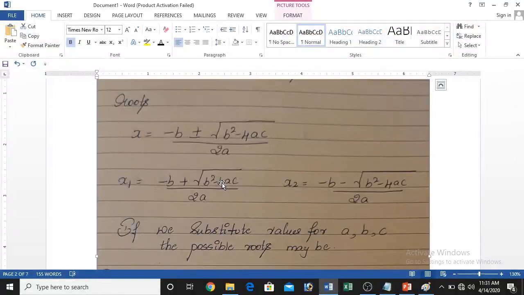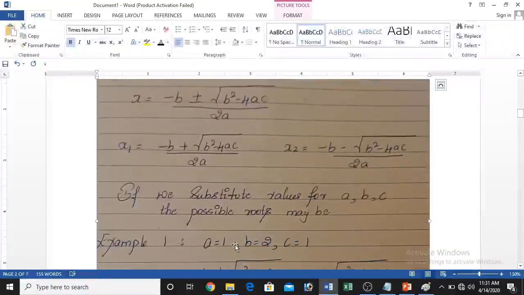Later on we can substitute that with respect to the problem given gravity, velocity and height. Now if we substitute the values for a, b, c, what could be the possible roots? If I give some values for a, b and c, what could be the possible results that I am going to get? See here, now let us consider example 1 where I have given the value a is equal to 1, b is equal to 2 and c is equal to 1.